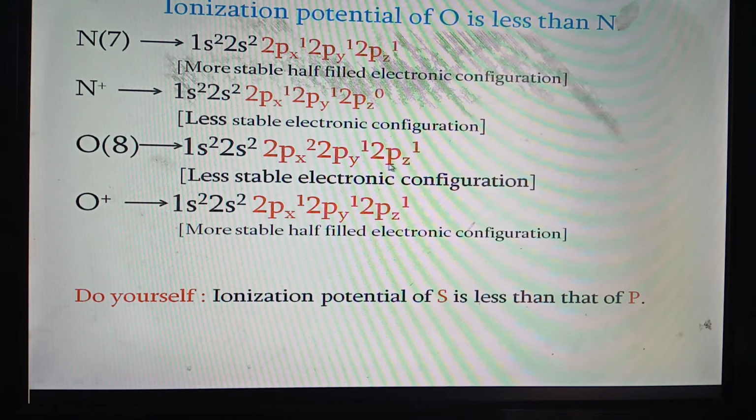But in case of oxygen, when one electron is removed from the p orbital, that is from the px orbital, it gets a half filled electronic configuration, which is very much stable. So by removing one electron, half filled electronic configuration is destroyed in case of nitrogen, but in case of oxygen, half filled electronic configuration is established when one electron is removed from the 2px orbital. For this reason, less energy is required to remove an electron from oxygen than in case of nitrogen. So the ionization potential of oxygen is less than that of nitrogen.